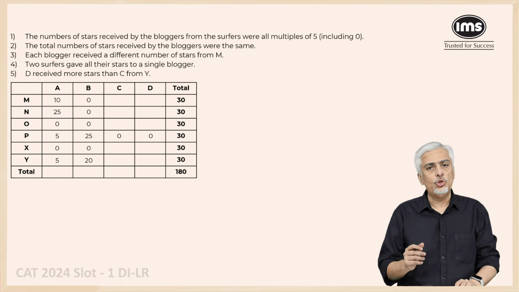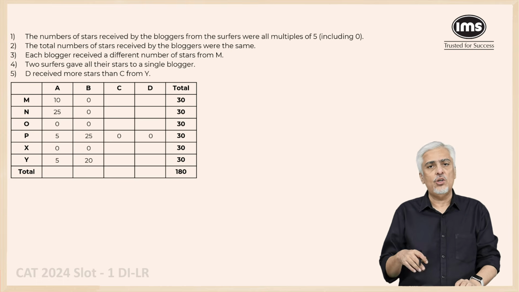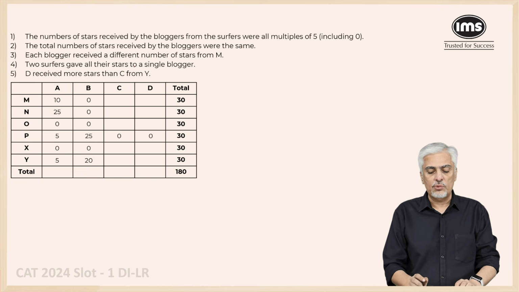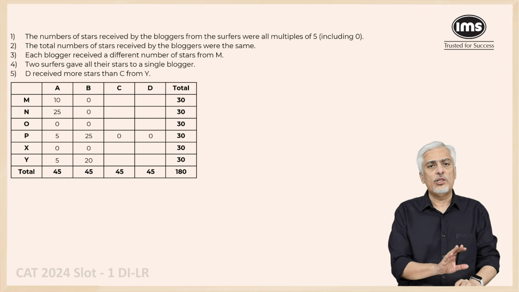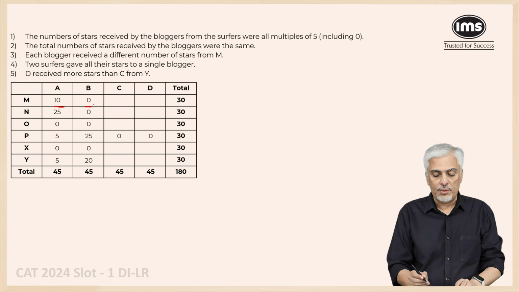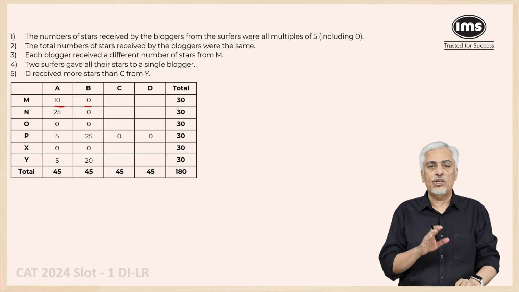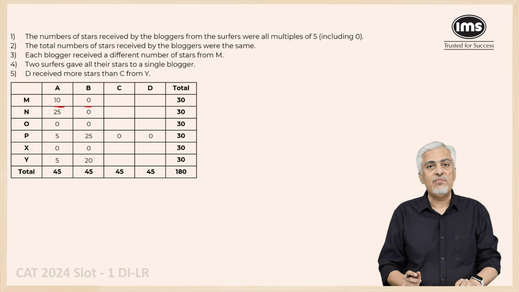What have we been told in the first 2 points we already read earlier. Number of stars received are all in multiples of 5 or they are 0. And the next one, total number of stars received by bloggers was the same, which gives us 45, 45, 45 and 45. Through which we already got one question also. Now, third point, each blogger received a different number of stars from M. Now, M has already given 10 and 0. That means no more 0 I can have. I cannot have a 25 also, right? I cannot have 20 also because 20, 0 is not possible. So, only possible is 5 and 15. That means C will be 15, D will be 5 or vice versa. So, we can have 15, 5 or 5, 15, right?